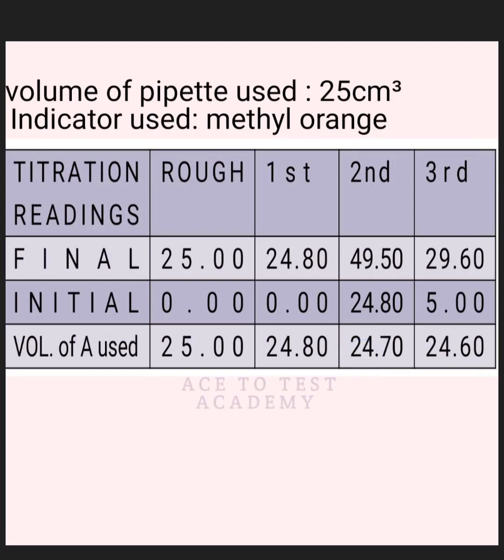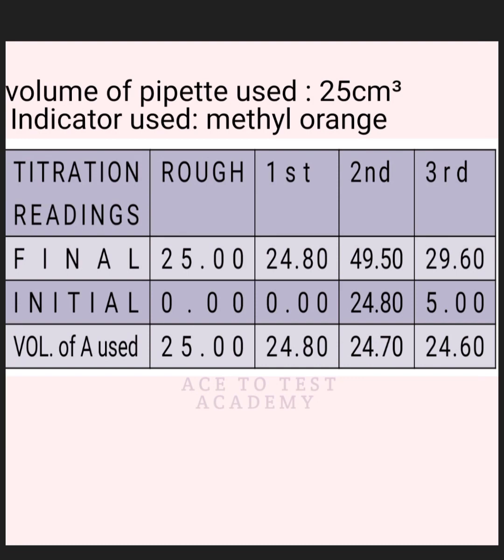So the rough, I wrote 25. My first titre I wrote 24.8. Then my second I wrote 24.7. My third I wrote 24.6, knowing in my mind that if I add everything together and divide by 3, I'm going to get 24.7.